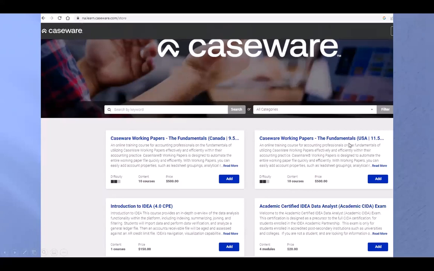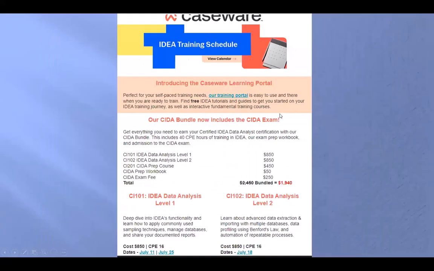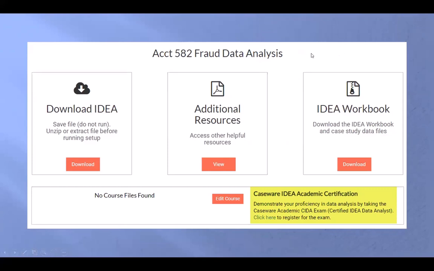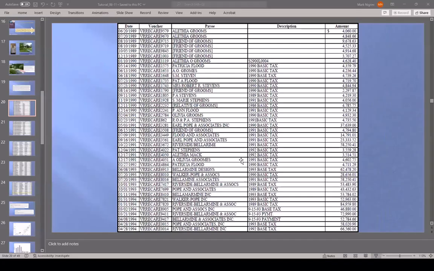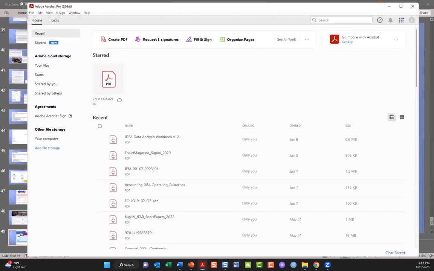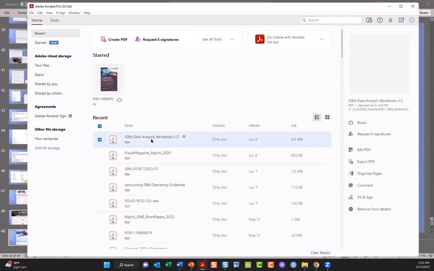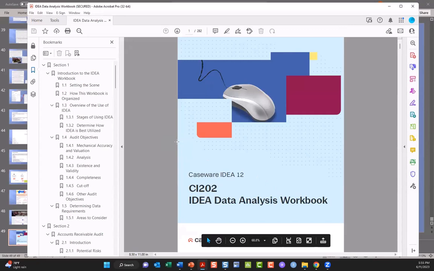This is the workbook. So if we go back to that academic portal, you can see the IDEA workbook is here. You can download it, no problem. It looks like this, and you can see right over here, I should have it still up, IDEA workbook. There we go. I have it, and I'm at page 158. You can see the pages go to 282.